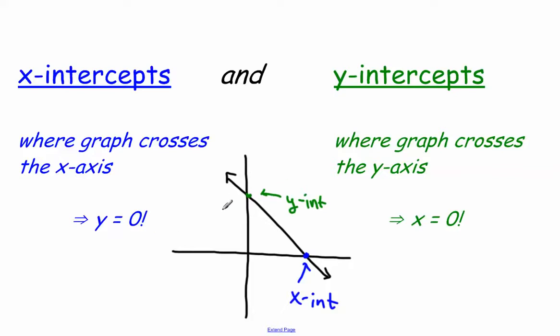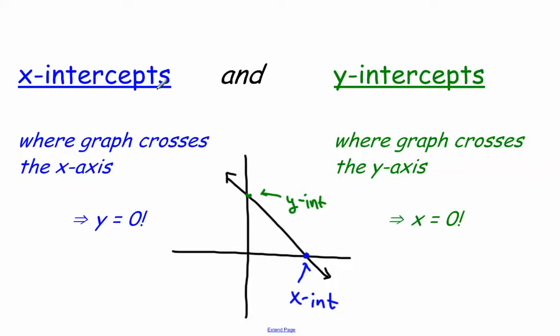On the other hand, my y-intercept is where I'm crossing the vertical or y-axis. So this green point here is going to be my y-intercept. And in order for any point to be along this y-axis, the x-coordinate is going to have to be a 0. So that's going to be really key to remember.